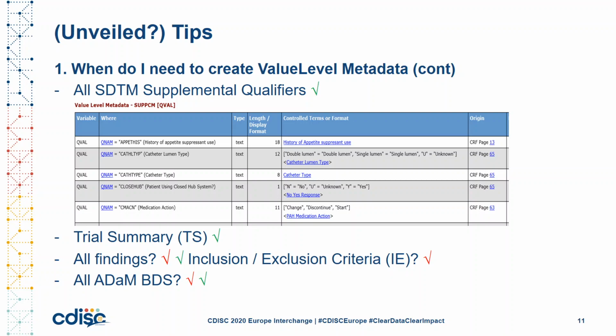But coming to the question, do we really need value level metadata for all findings datasets in SDTM or all BDS datasets in ADaM? Well, the answer is probably no. It actually really depends and may vary from one study to another. But probably for a dataset like inclusion-exclusion criteria, we do not really need a separate set of metadata to describe each individual criterion, and making sure individual inclusion-exclusion criteria are described in the variable metadata with an appropriate code list would probably be sufficient.